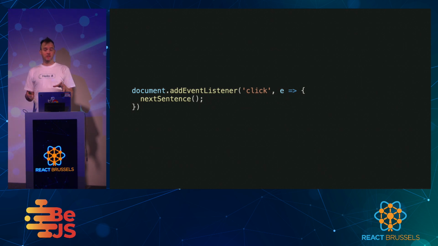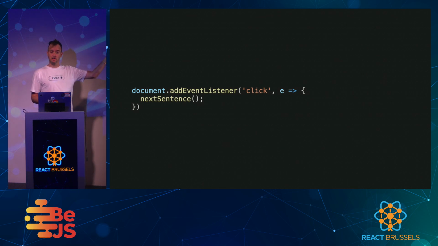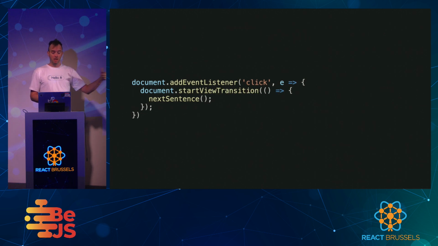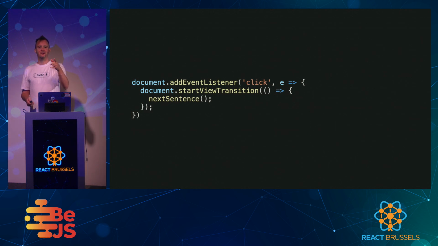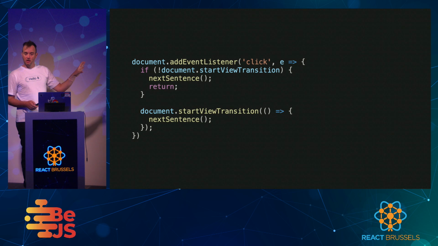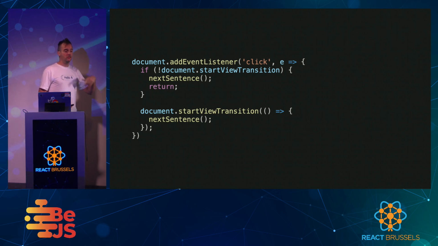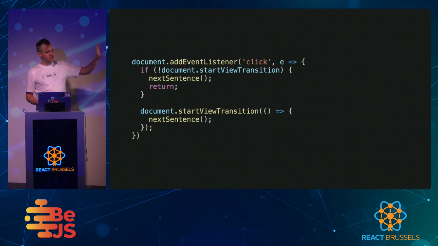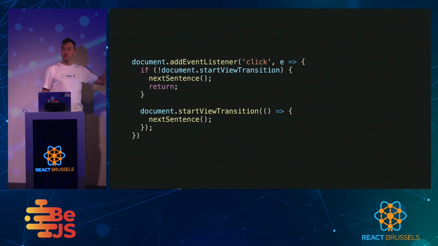Now, to add view transitions to this page, all I have to do is wrap the callback that updates the DOM, which is the next sentence part that you see there. I wrap it in document.startViewTransition. And then, of course, for browsers that don't support view transitions, you add a check before that. If the document does not have the startViewTransition method, then just update the DOM immediately. Otherwise, fall back to this nice and enriched experience with document.startViewTransition.